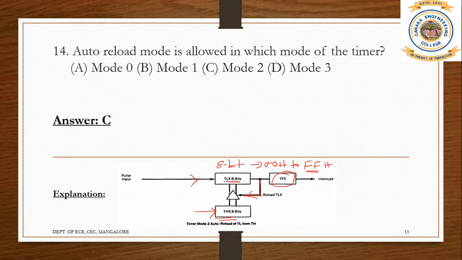So this gives you an automated feeling. That is, whatever value you have in THX, which you have initially loaded, the higher order timer, that will automatically load into the lower order timer whenever this lower timer overflows. That is, whenever this goes from FF, after FF it will overflow and will go to this count or any value which you have saved here.